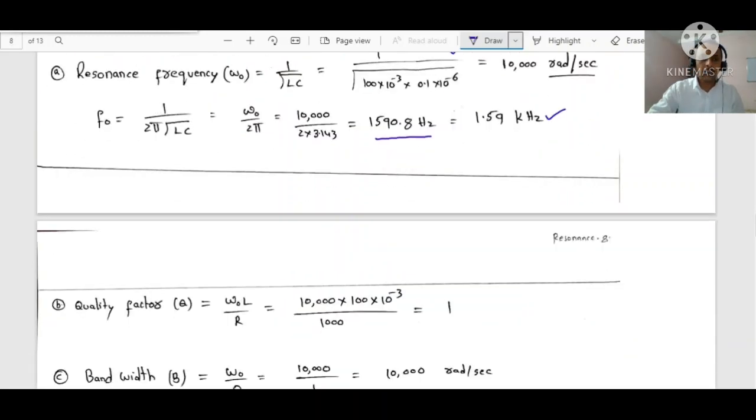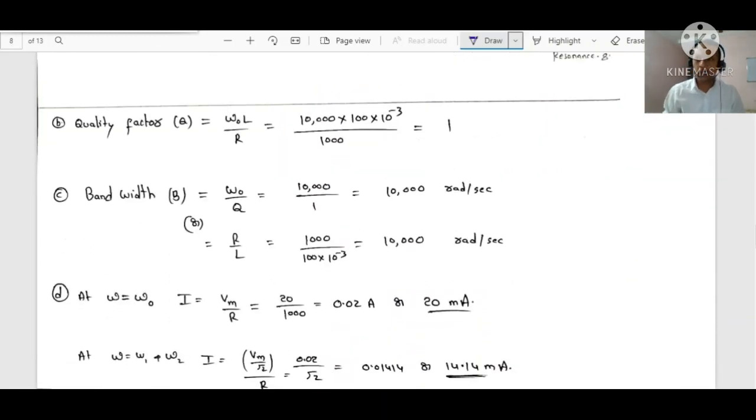Right? Now what is the quality factor? All these formulas you have to memorize with respect to resonance. Q equals omega naught L by R. Omega naught value you know. L value is 100 into 10 power minus 3. This is important. R is 1 kilo ohm, 1000 ohms. So you will get quality factor as 1.